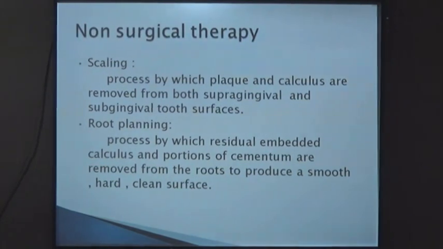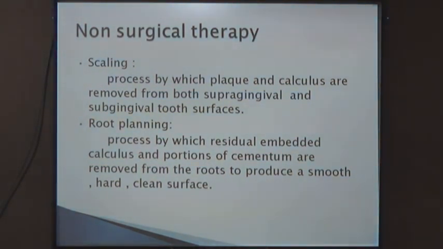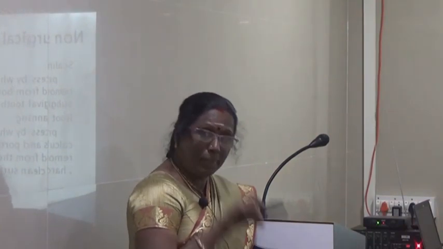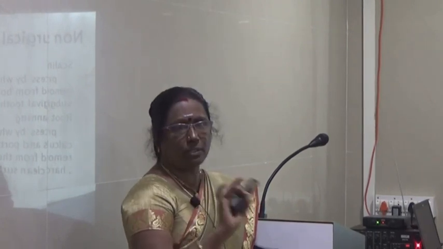Now we should know non-surgical therapy. Scaling is a process by which plaque and calculus are removed from both supragingival and subgingival tooth surface. It is only a removal of plaque and calculus. Root planing is a process by which residual embedded calculus and portion of the cementum, what cementum? Necrotic cementum, are removed from the roots to produce a smooth, hard, clean surface. Okay, root planing will give smooth, hard and clean surface. It will remove the embedded calculus and necrotic cementum on the root surface. Whereas scaling is just removing the plaque and calculus from the supra and subgingival surfaces. That doesn't remove the embedded calculus. That is the difference between root planing and scaling.